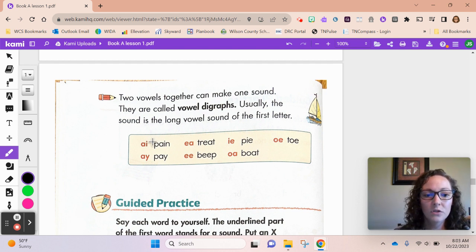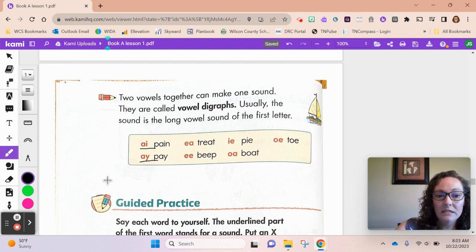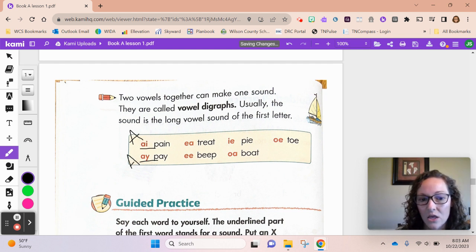The first column right here, you have AI and AY. Both of these make the long A sound, A. So this example is pain, and this example is pay. Pain, like you hurt yourself and you are in pain, and pay, like you bought something with money. You had to pay with money.